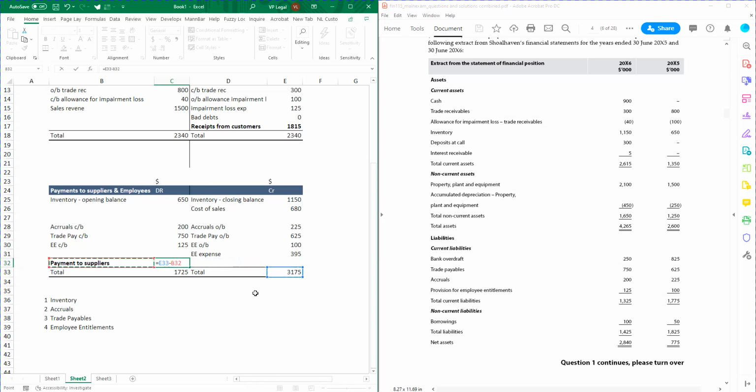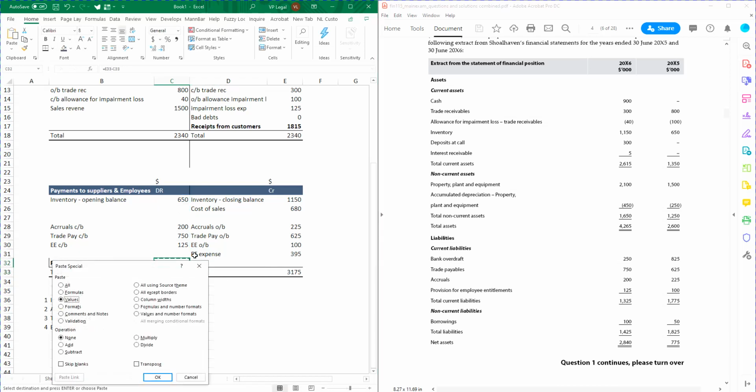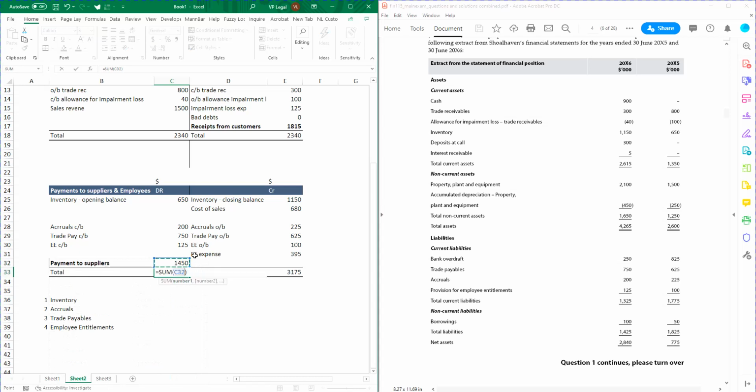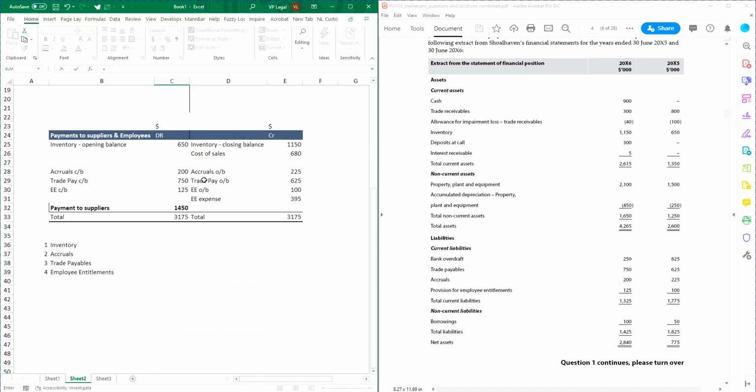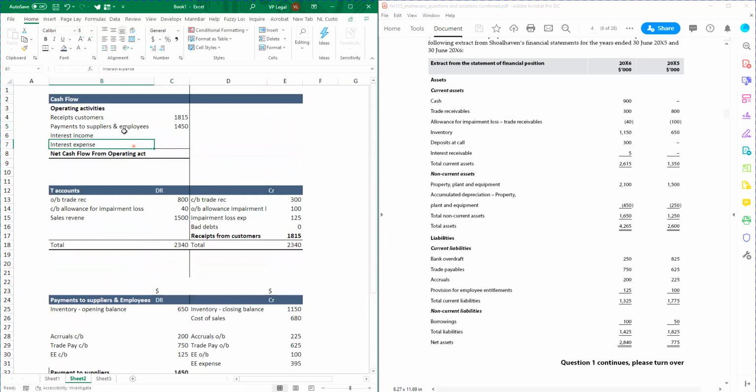So this can be calculated as the difference between that and that. Just be careful of your circular reference here. Okay, just hard code that. Okay, perfect. So it balances. There's our payments to supplier. And there is the second part of our question done. We've only got to do interest now.